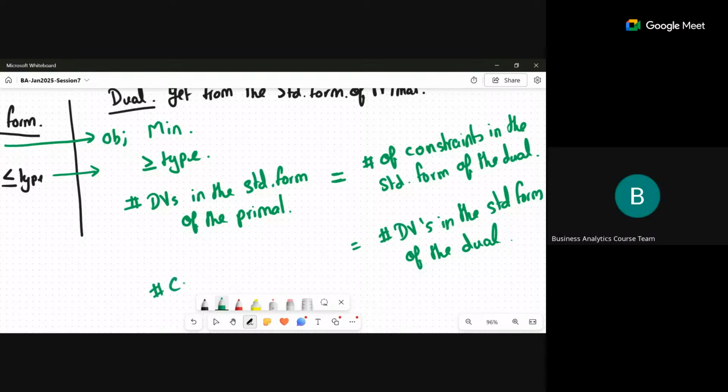That is, the number of constraints in the standard form of the primal will be equal to the number of decision variables in the standard form of the dual.